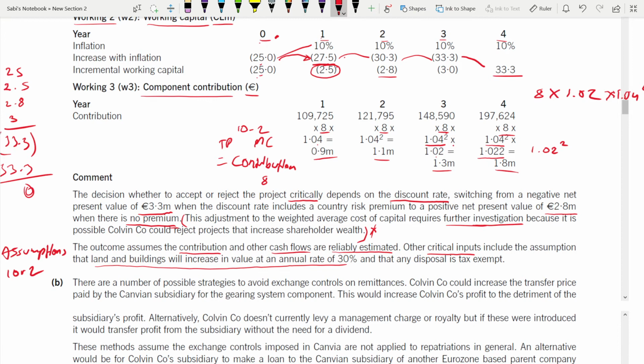And the claim that any disposal is tax exempt. They told us disposal is tax exempt. It's not always tax exempt. Only some disposals are tax exempt. Through tax, we know that. Now I don't want to list all those taxes, so don't try to bring tax over here, okay?